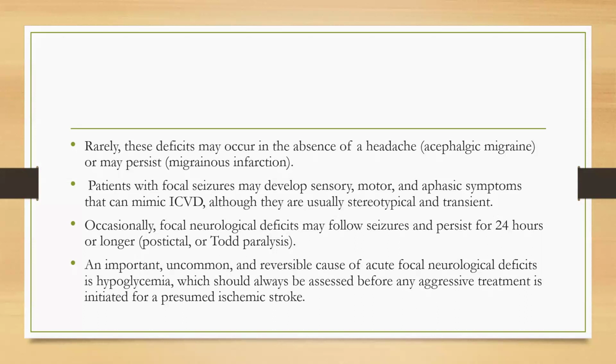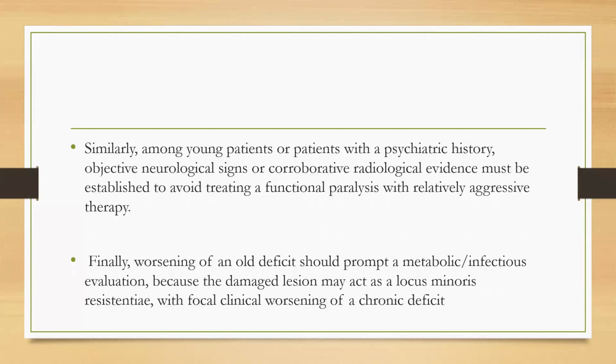This is known as Todd's paralysis. An important, uncommon, reversible cause of acute focal neurological deficit is hypoglycemia, which should always be assessed before any aggressive treatment is initiated for presumed ischemic stroke. Similarly, among young patients or patients with psychiatric history, objective neurological signs or corroborative radiological evidence must be established to avoid treating functional paralysis with relatively aggressive therapy.